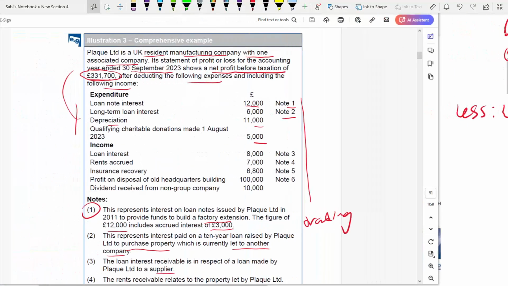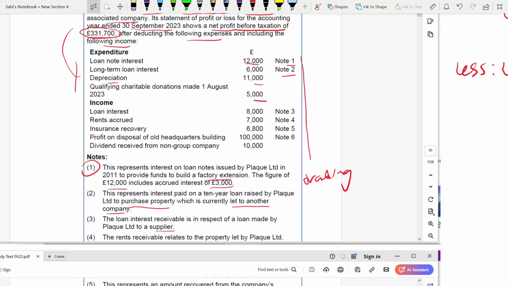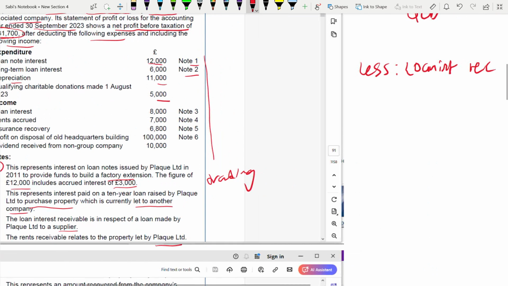Next, rents, note 4. The rents receivable relates to the property let by this one. So that is non-trading. You can't take it. 7,000.